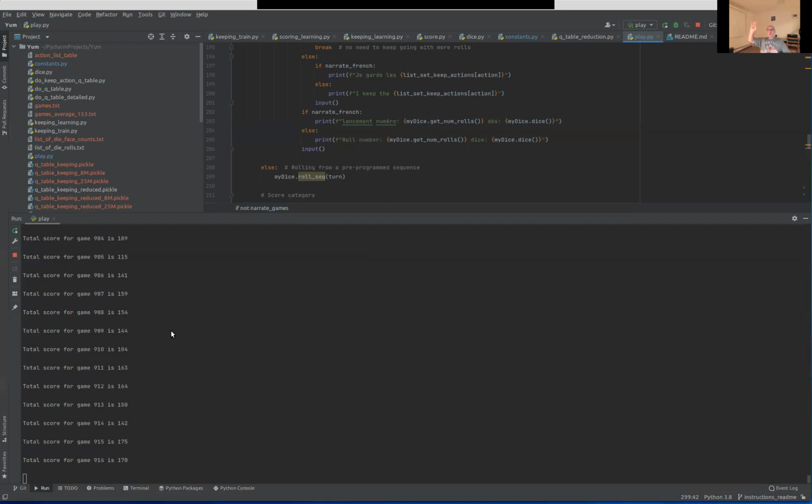So for each row, if you look at the Q table for the actions, there's 61 columns, but only one matters, only the winner. So you can reduce that dramatically. The Q tables that are on Git, the two of them, the scoring is down to 1 meg, and the keeping Q table is down to 1 meg as well.